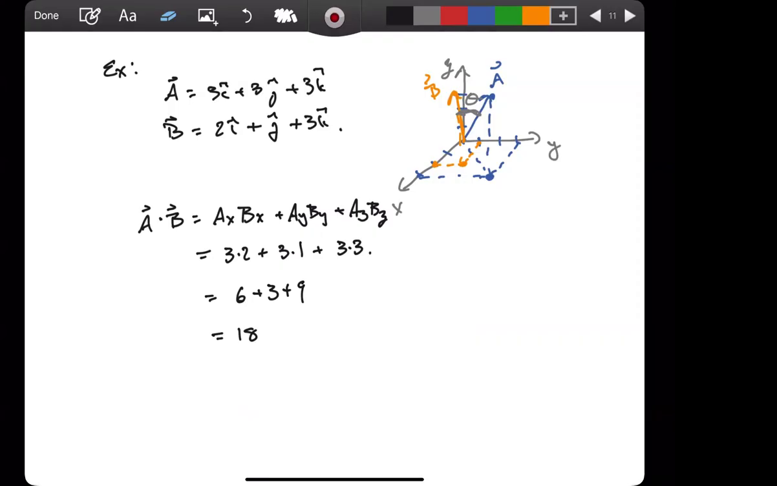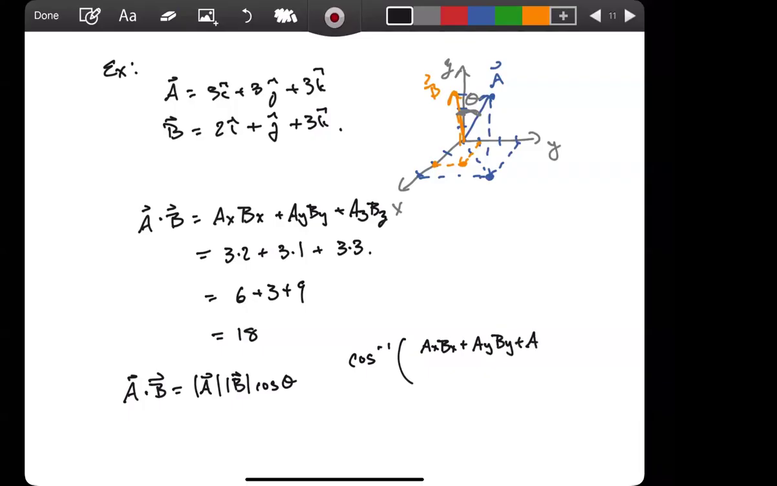Now, alternatively, we know that the other definition is A dotted with B is equal to the magnitude of A times the magnitude of B times cosine of the angle between the two. Okay? Now, from this, what can we say? If I solve this for the angle, I would divide both sides by the magnitude of A and the magnitude of B, and then take an arc cosine. So my angle between the two will be the arc cosine of the components: ax bx plus ay by plus az bz, divided by the magnitude of A times the magnitude of B. And that's going to be equal to the angle between the two.